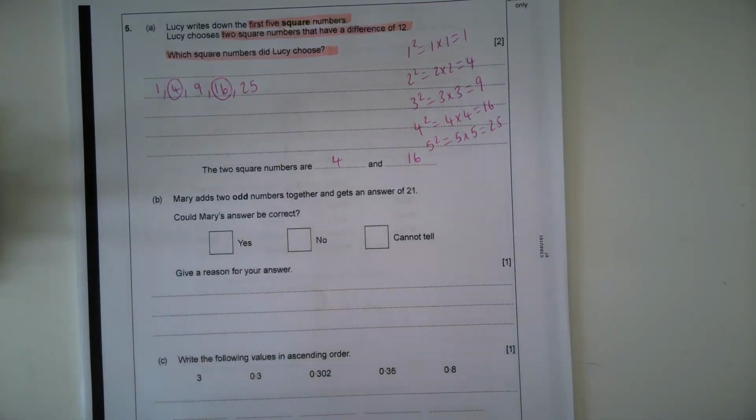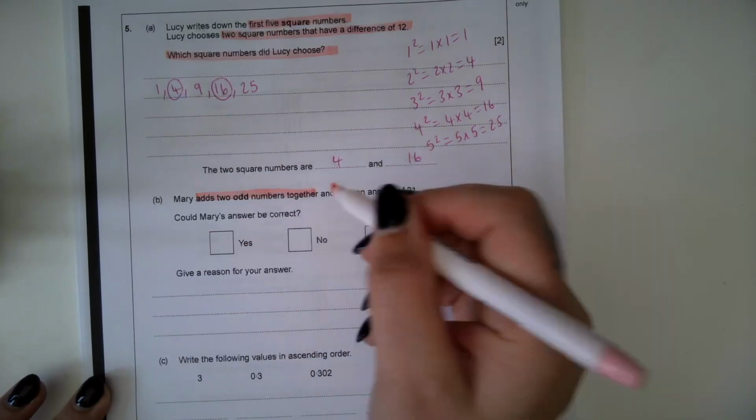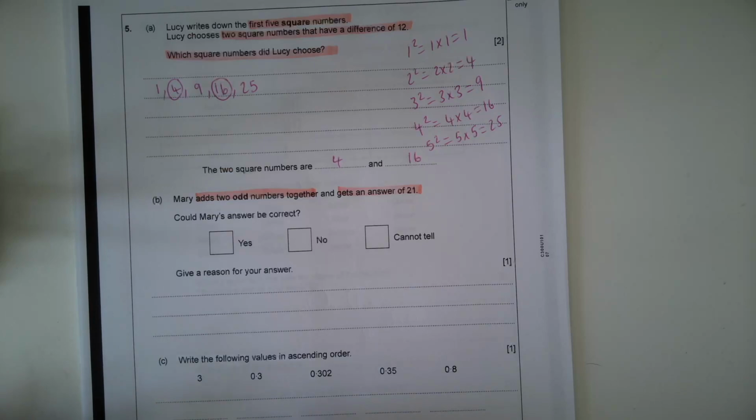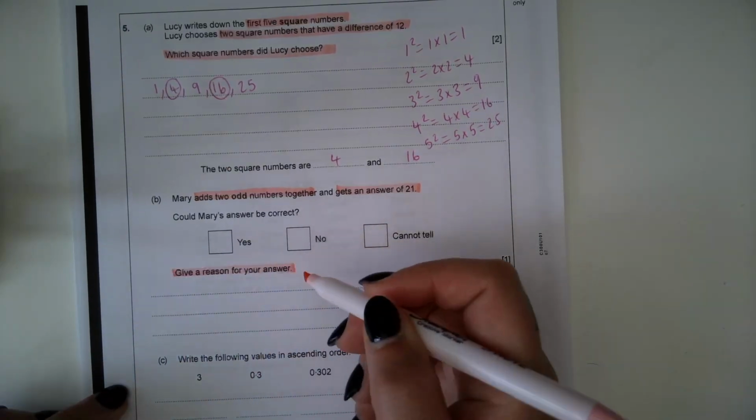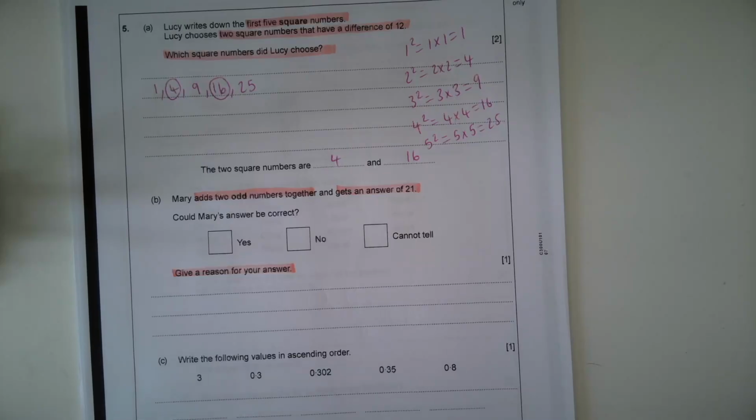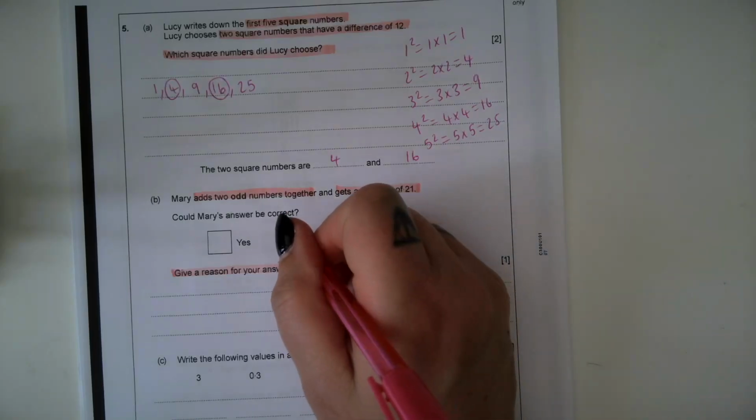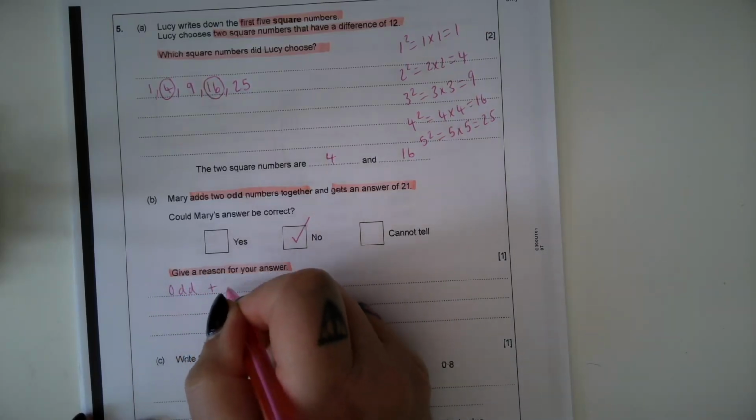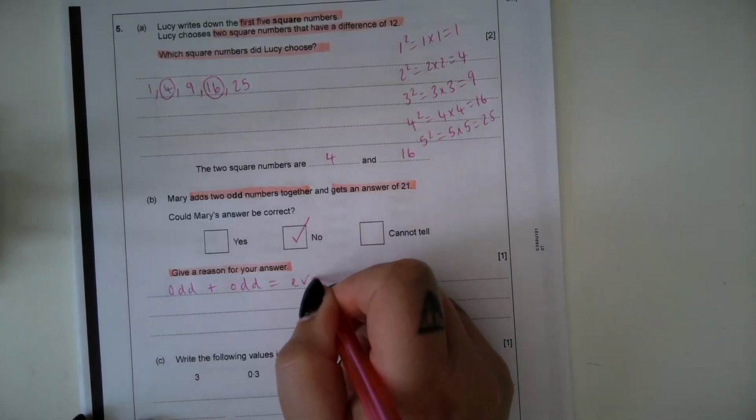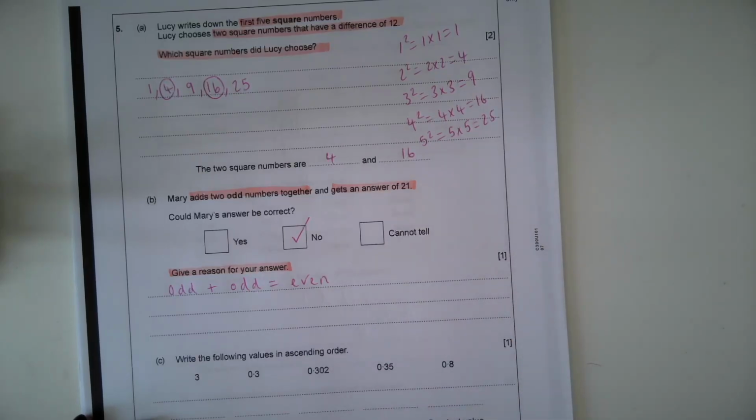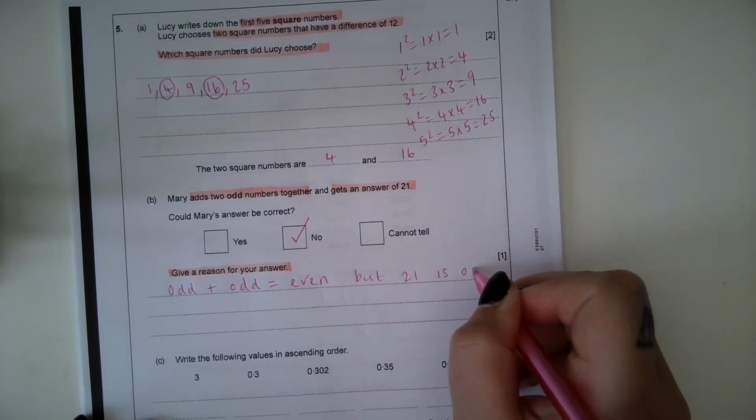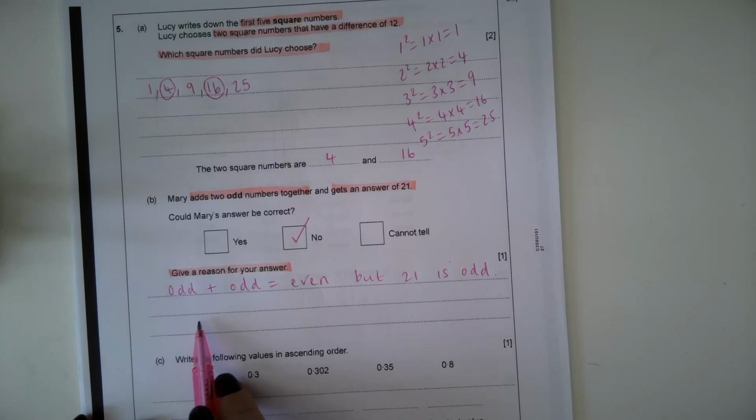Part B. Mary adds 2 odd numbers together and gets an answer of 21. Could Mary's answer be correct? Yes, no, or we cannot tell, and you've got to give a reason for your answer. Okay, so I am going to say no, Mary's answer is not correct, okay? And the reason why it's not correct is I know that an odd number plus an odd number always makes an even number. All right? But 21 is an odd number. So I've given a reason, okay?